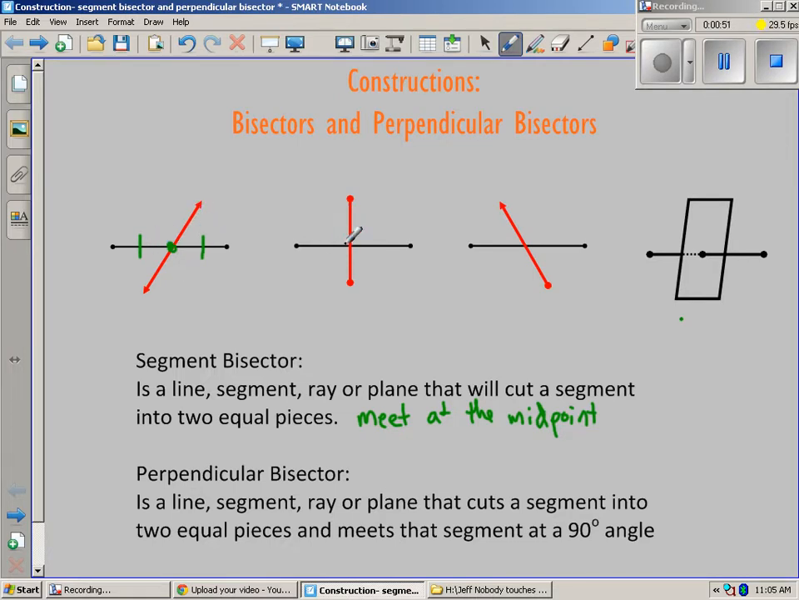Right here we have another segment. The red segment is cutting the black segment into two equal pieces, and so I can draw the congruent marks, but it's meeting at the midpoint there. And then I have a ray that is also cutting it into two equal pieces.